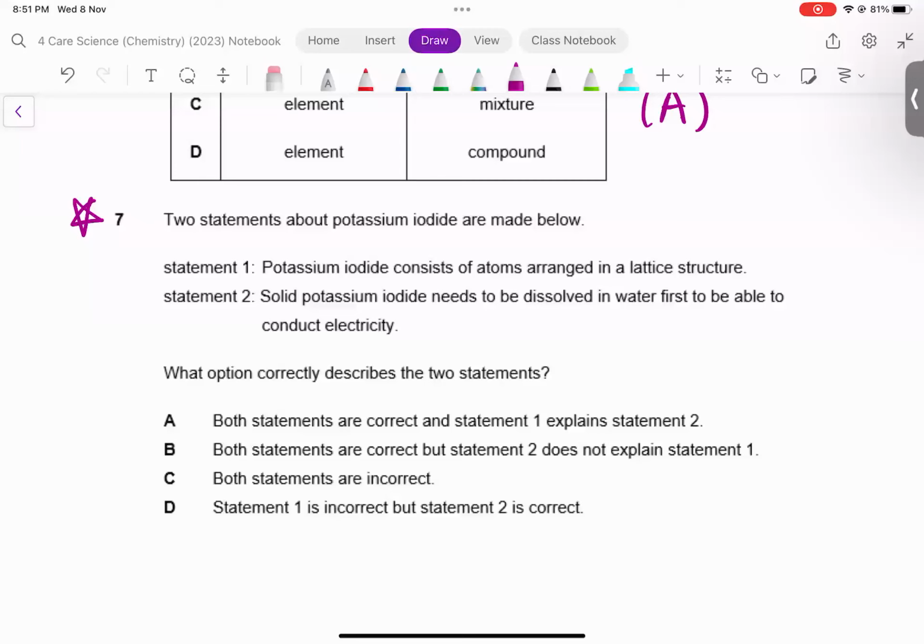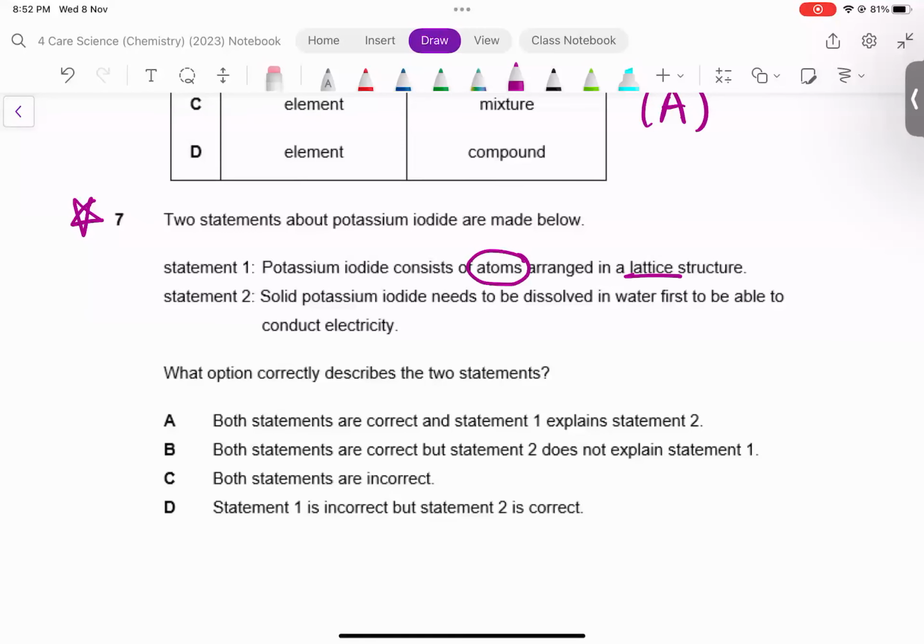So the first statement, potassium iodide, consists of atoms arranged in a lattice structure. So this statement 1 sounds attractive, sounds logical, because you have learned giant ionic lattice structure. You might have heard of it. You might have seen lattice in your notes, right? Indeed, potassium iodide is an ionic compound, so it has giant ionic lattice structure.